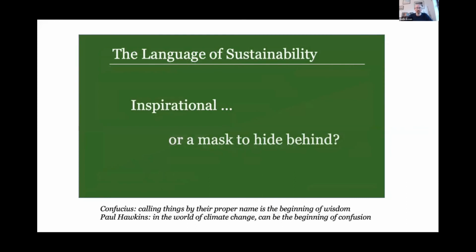And we spent a lot of time in Faro and Sofia and other wonderful cities around Europe really exploring the language of sustainability. The language can be inspirational and encourage us to do fantastic things, but sadly it's become a mask that many organizations and projects can hide behind. We think about greenwash, we think about all the confusion out there. And I love the little expression I put down the bottom here, which comes from Paul Hawken's Project Drawdown book. Confucius says that calling things by their proper name is the beginning of wisdom. Brilliant. But then Paul Hawken says that in the world of climate change, this can be the beginning of confusion.